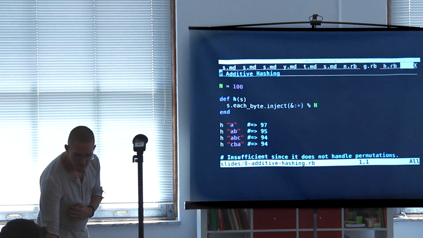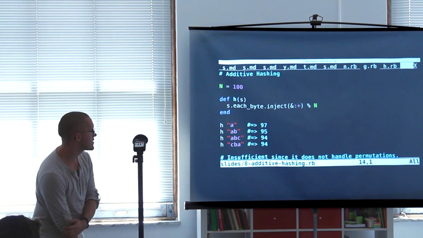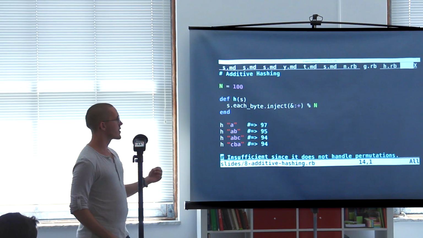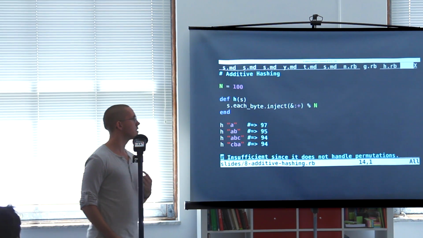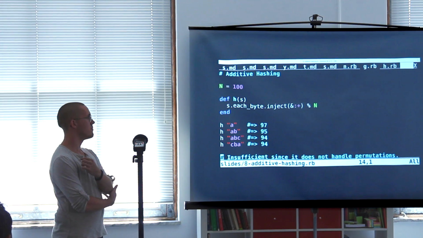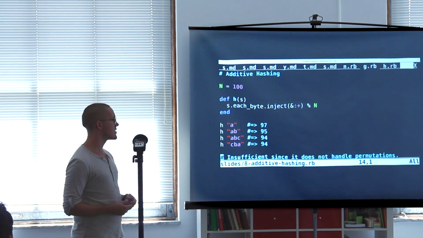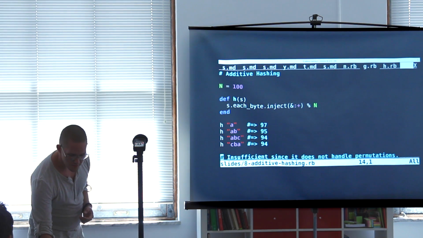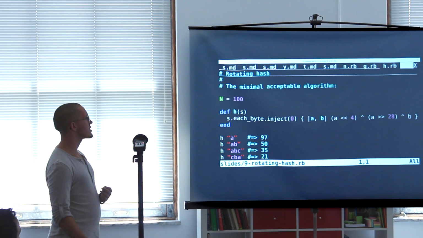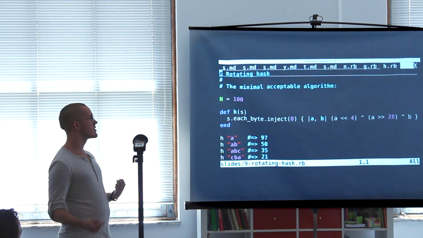It is not very collision resistant, and it's insufficient since it does not handle permutations. Addition is a commutative operator, so it doesn't really matter from which direction you add stuff together. So ABC is the same as CBA. It's not very good.